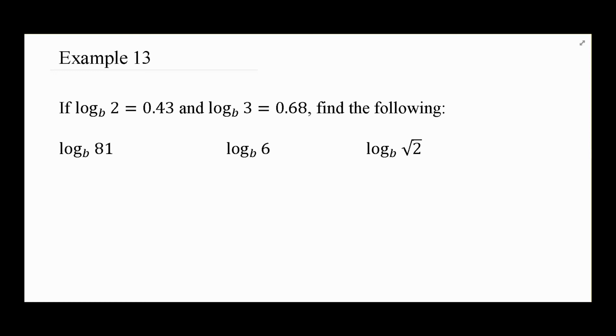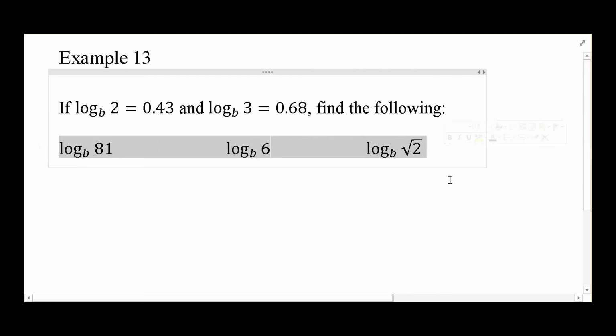The last type of example that we're going to want to look at are going to be problems that give you a base of b. You don't know what the base is. And you're going to be asked to approximate these values based on some other given values. So in this case, we're given what log base b of 2 is. We're given what log base b of 3 is. And we're asked for each of those 3 to calculate a value for them. Now we can't just simply put this into our calculator because we don't know what the base is.